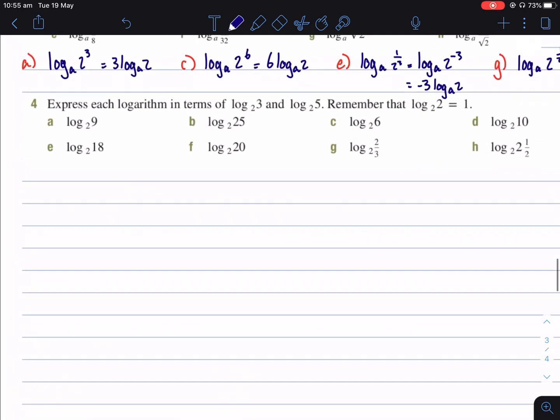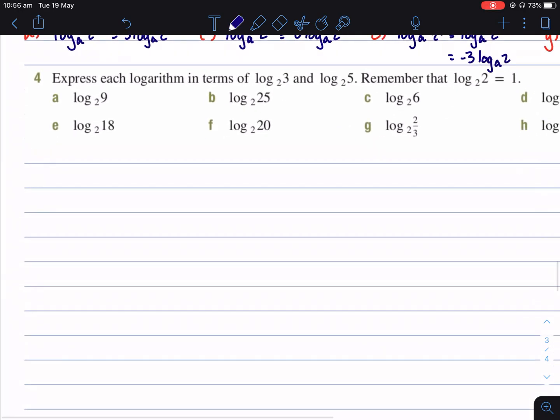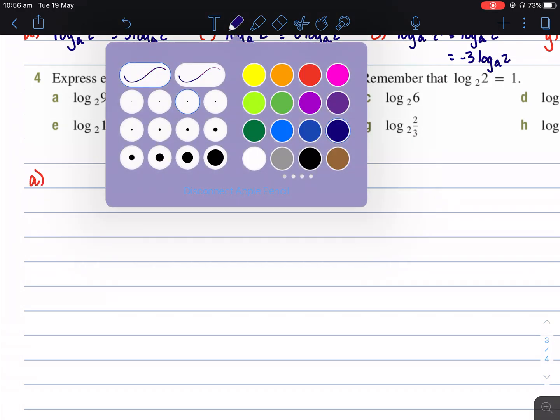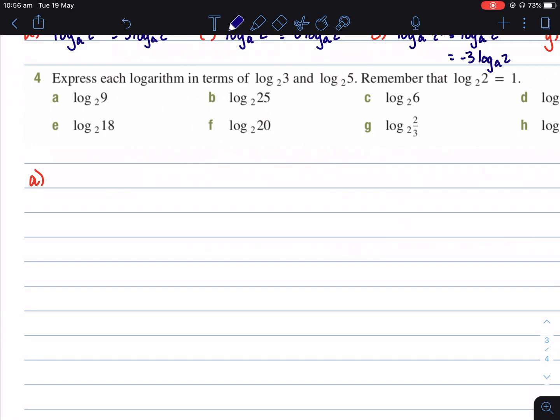Okay, express each log in terms of log base 2 of 3 and log base 2 of 5. So 9, I'm not going to be able to multiply or divide that to get 5, like to have 5 in it. So I'm going to write this as log base 2 of, well, 9 is 3 squared, which means it's 2 times log base 2 of 3. And there we've got it in terms of log base 2 of 3.